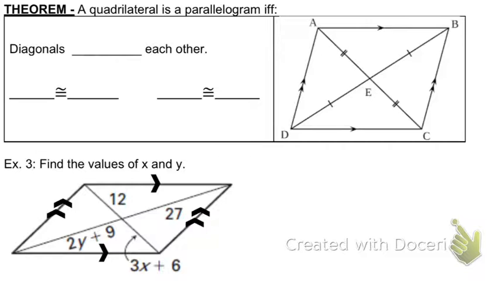Another theorem. Lots of theorems today. This is our 4th theorem already. We're cracking through these. A quadrilateral is a parallelogram if, and only if, the diagonals bisect each other. What does it mean to bisect? In the middle. They cut each other in half. Dissect is just cutting. Bisect is cutting in half specifically.